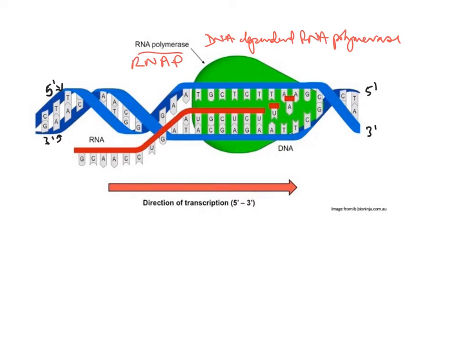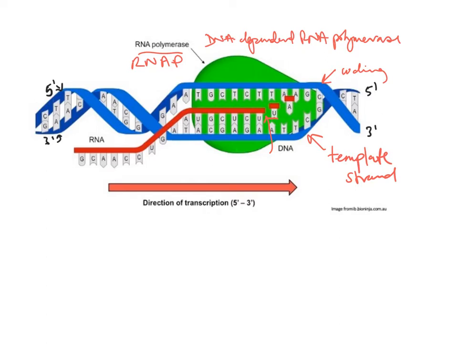So in the image shown here, the bottom strand of the DNA is being used as the template strand. So the new RNA that's being synthesized, which is shown here in red, will be complementary to this sequence. The top strand of the DNA in this region is called the coding strand, and it's the same as the newly synthesized RNA, except of course that RNA contains uracil in place of thymine bases that are used in DNA.